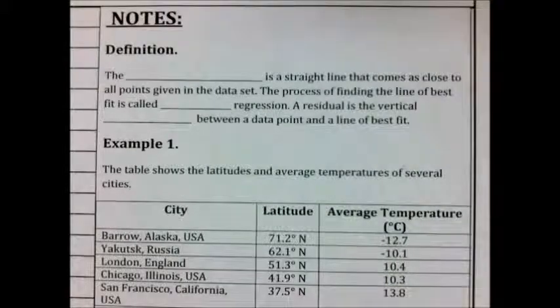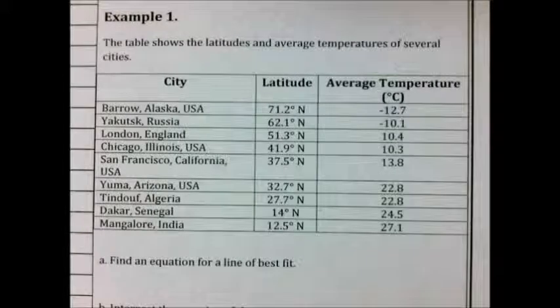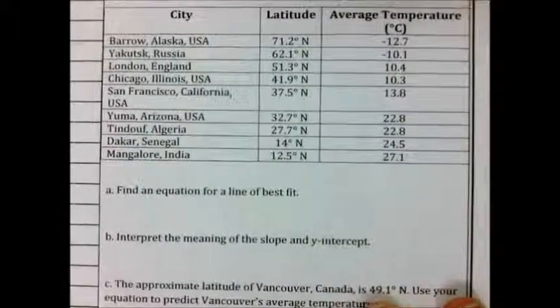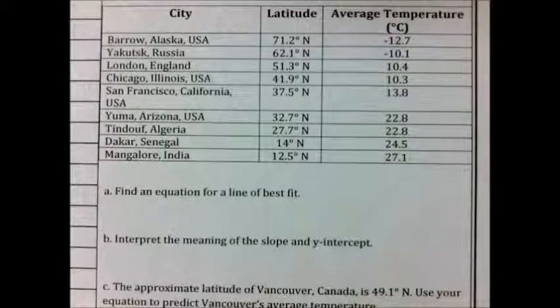Okay, let's do an example, and hopefully this will make a little more sense. So here in example 1, we're given a table, and the table shows the average temperatures of several cities in the United States. We want to find an equation for a line of best fit. I'm not going to go through each one of those cities and the latitudes and the average temperatures. You can see the table, but I'm going to move the paper down a little bit, and we're going to try to find an equation for the line of best fit.